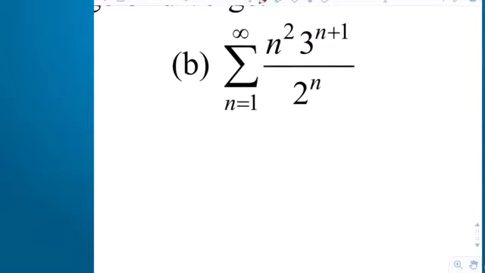Do the terms go to 0? I think it diverges, right? 3 to the n, first of all, grows faster than 2 to the n. So if that were the case, then it would diverge by the nth term test. But it also has another helper in the numerator, n squared, which makes it grow even faster. So this thing can actually diverge by the nth term test because the limit as n goes to infinity of that does not equal 0. That's all you have to say.